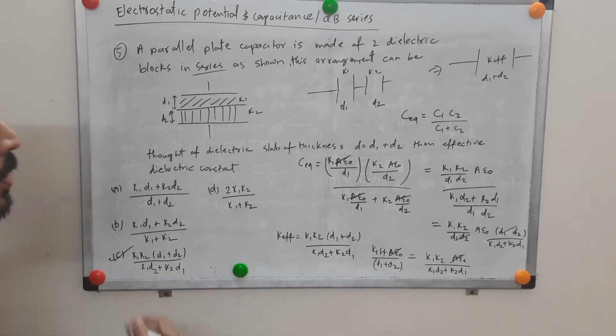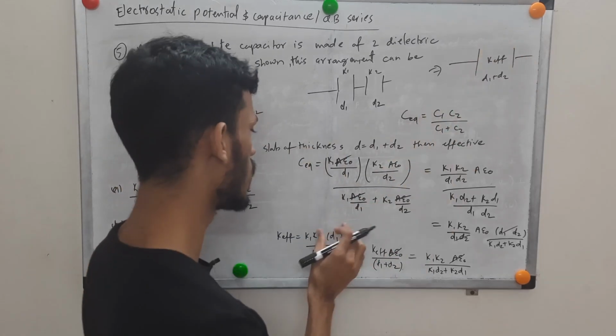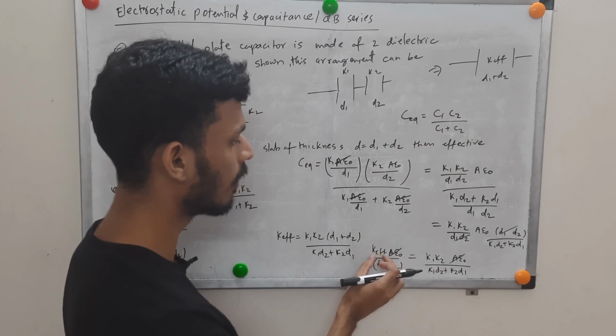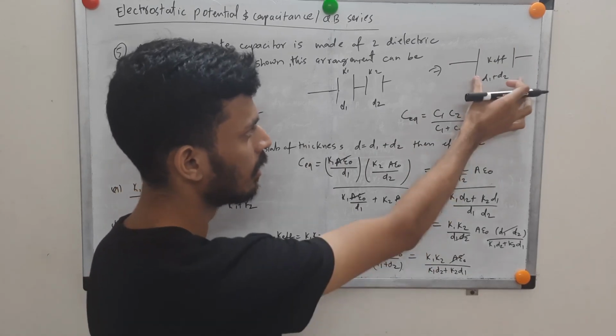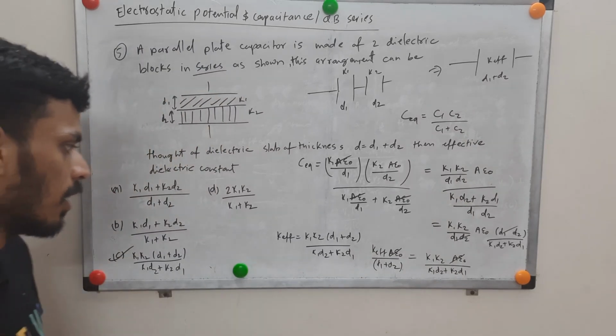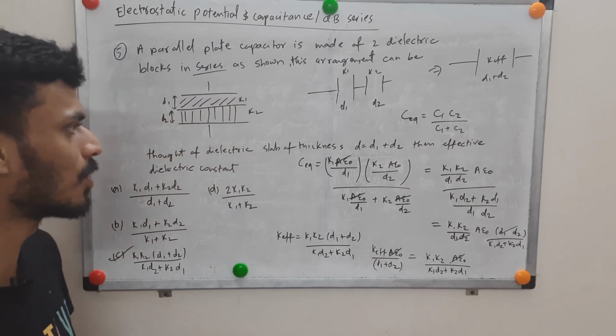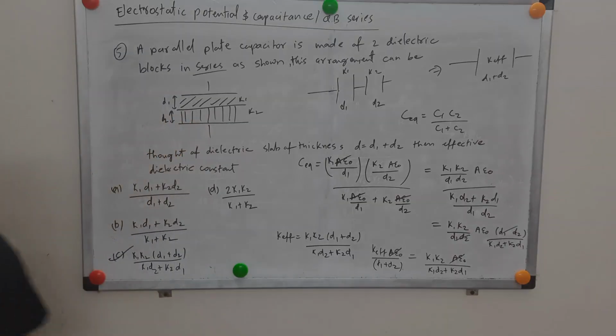So that's how you do this question. Just find the equivalent capacitance and equate it to K effective A epsilon naught by the distance, D1 plus D2, and you can find the effective dielectric constant of this system. So over to the next question.